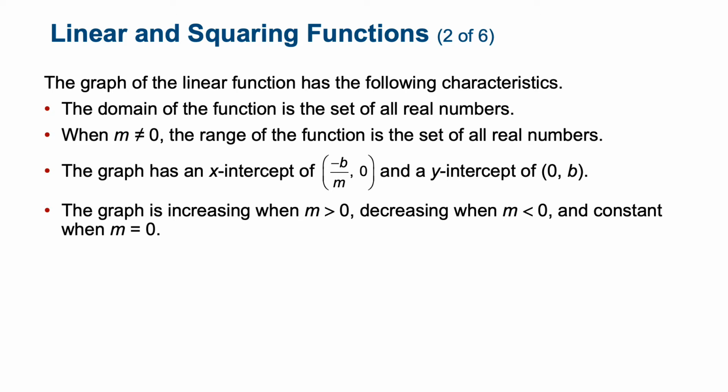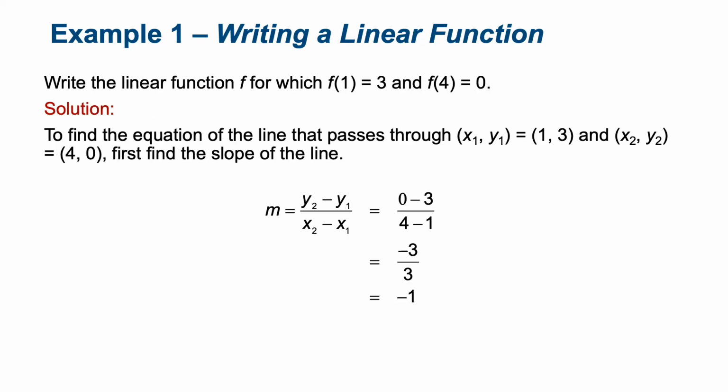And we know that the graph is increasing when slope is positive, it's decreasing when slope is negative, and it's constant when slope is equal to 0. So let's do an example. Write the linear function f for which f of 1 is equal to 3 and f of 4 is equal to 0. So we know that because of the way this is worded, the function evaluated at x is equal to 3.